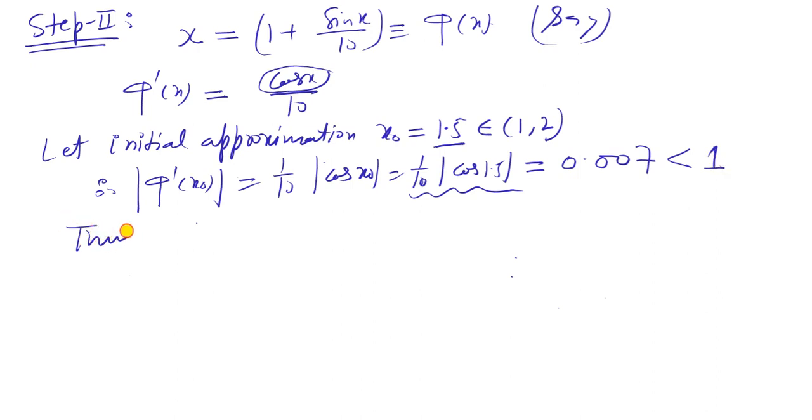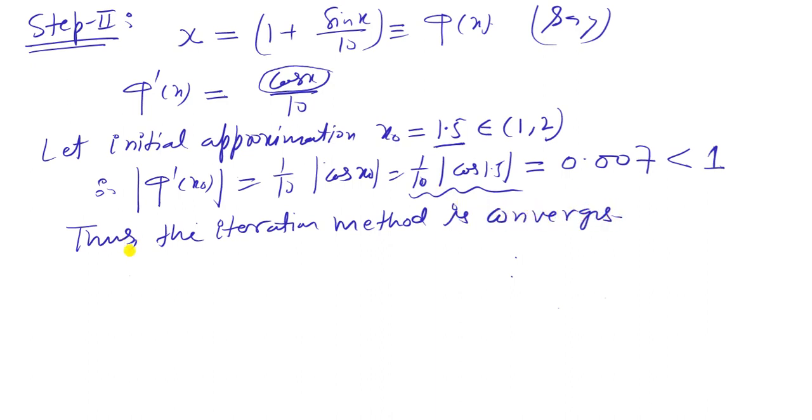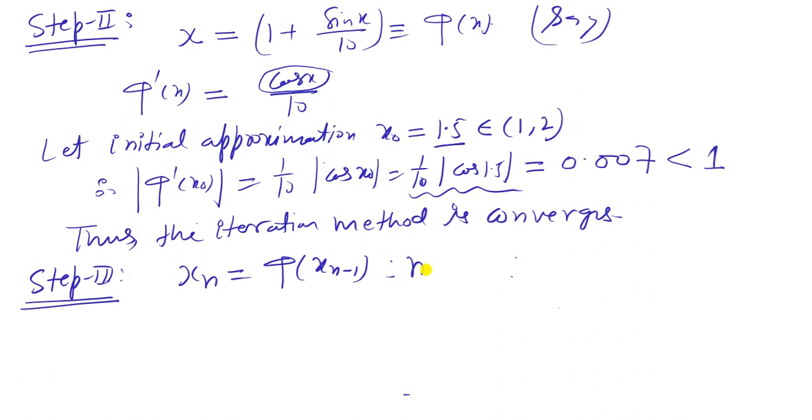Thus the iteration method converges. So in step 3, using the successive approximation, x n equals phi of x n minus 1. Here n equals 1, 2, 3 and so on. Say this is equation 2.